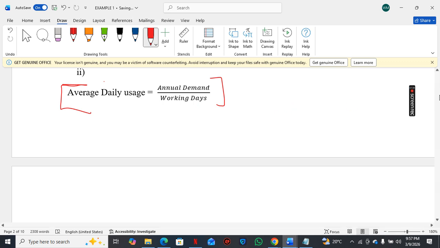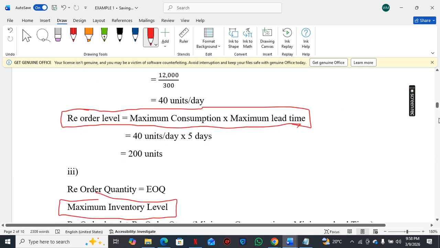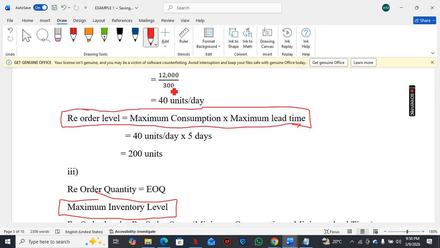Okay? So the annual demand is 12,000 units. The working days is 300 working days. Both of these figures have been given to us in the question. So 12,000 divided by 300, our average consumption is 40 units per day. This is how much inventory is sold or used per day on average. 40 units.